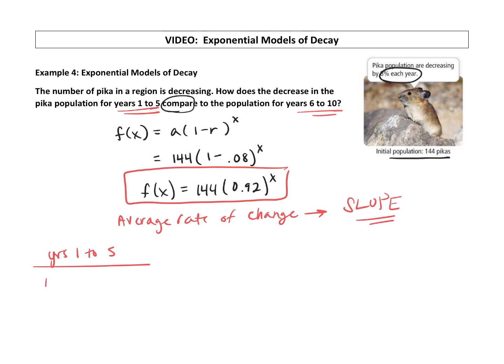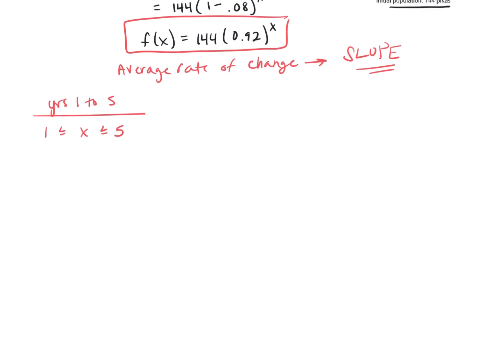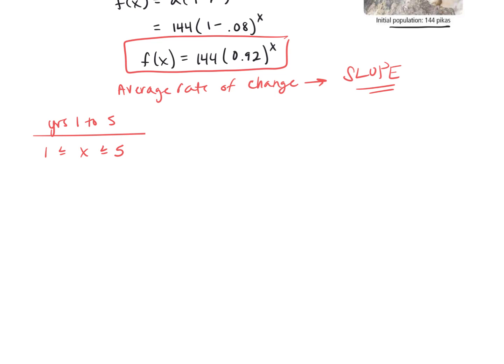What that means is 1 is less than or equal to x, which is less than or equal to 5. Remember, x represents our number of years. This is an interval from 1 to 5, years 1 to 5. 1 is the least number of years, 5 is the greatest number of years. What we're going to do is find f of 1 and f of 5.